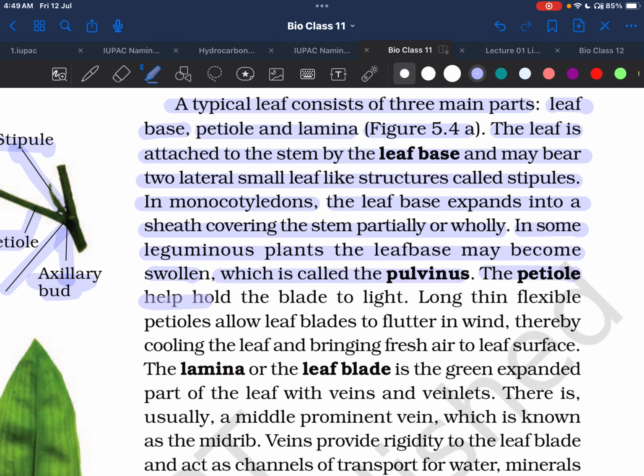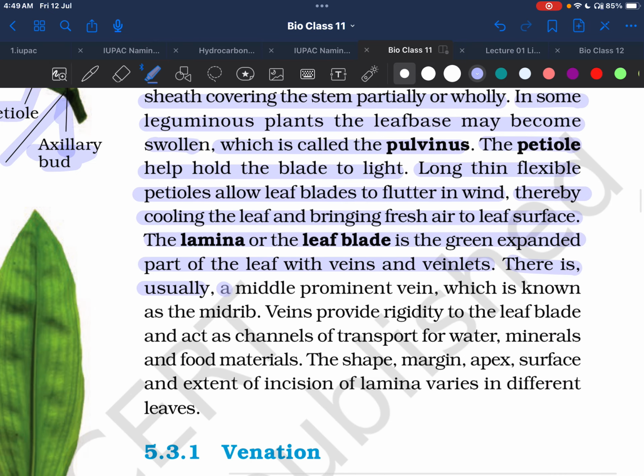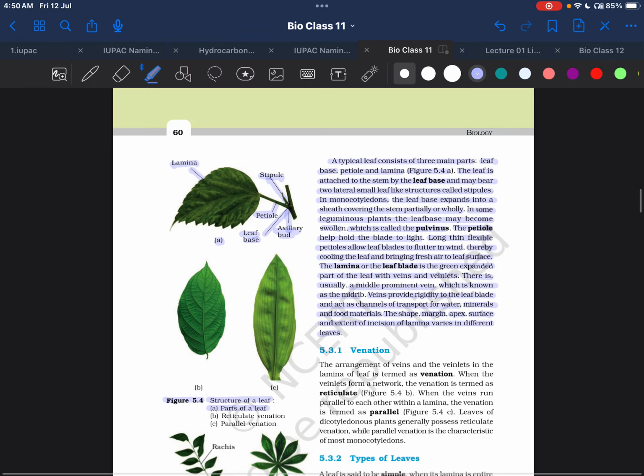The petiole helps hold the blade to light. Long, thin, flexible petioles allow leaf blades to flutter in wind, thereby cooling the leaf and bringing fresh air to the leaf surface. The lamina or the leaf blade is the green expanded part of the leaf with veins and veinlets. There is usually a middle prominent vein which is known as the midrib. Veins provide rigidity to the leaf blade and act as channels of transport for water, minerals, and food materials. The shape, margin, apex, surface, and extent of insertion of lamina varies in different leaves.